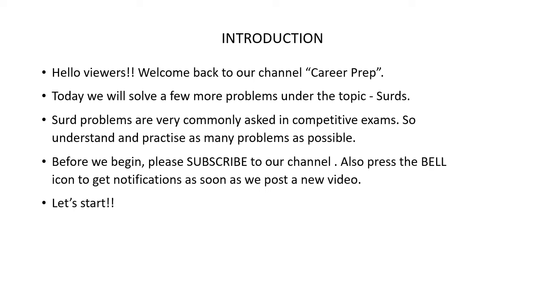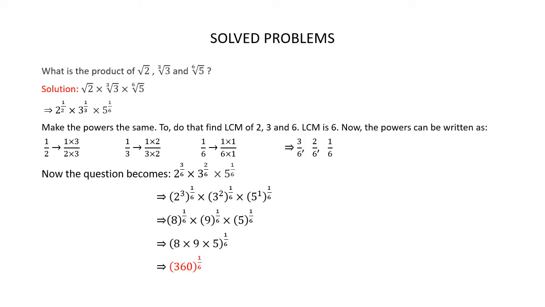So let's start. What is the product of square root of 2, cube root of 3 and sixth root of 5? So we have to find out square root of 2 multiplied by cube root of 3 multiplied by sixth root of 5. We know that square root of 2 can be written as 2 raised to the power 1 by 2.